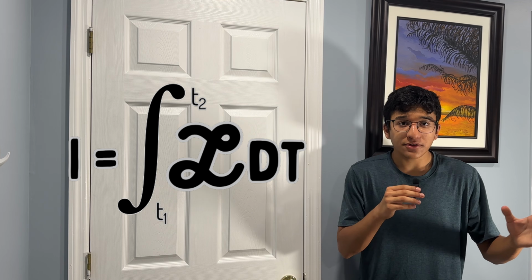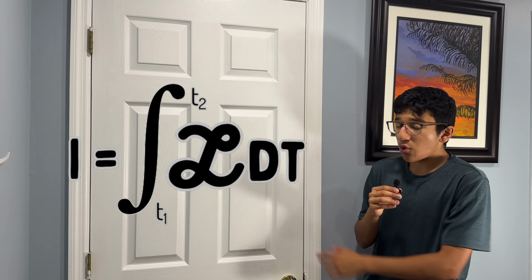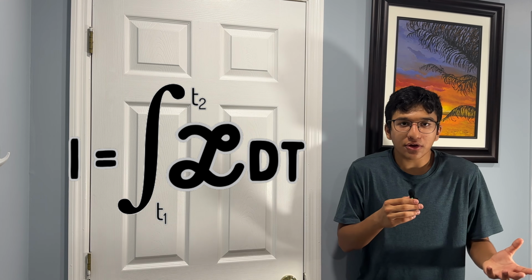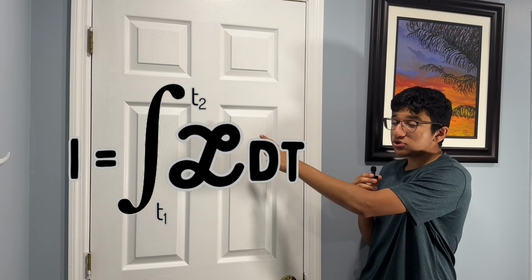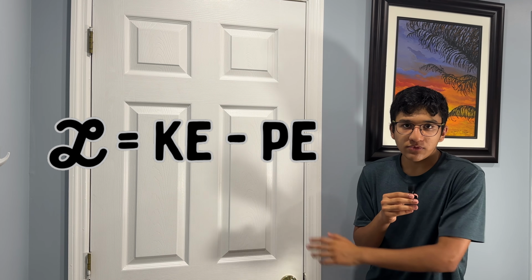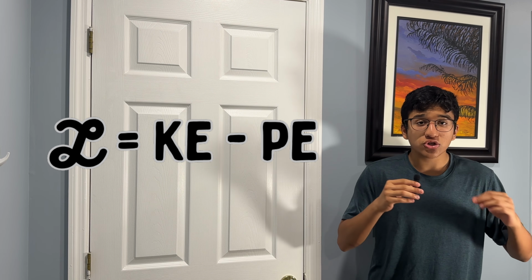Let's move on to action. Action is defined by the integral, or this fancy S, which is just area under the curve, from time 1 to time 2 of the Lagrange function, which is just the kinetic minus potential energy, which is the energy of motion minus the stored energy. Thus, action is just like the total effort taken by our particle.